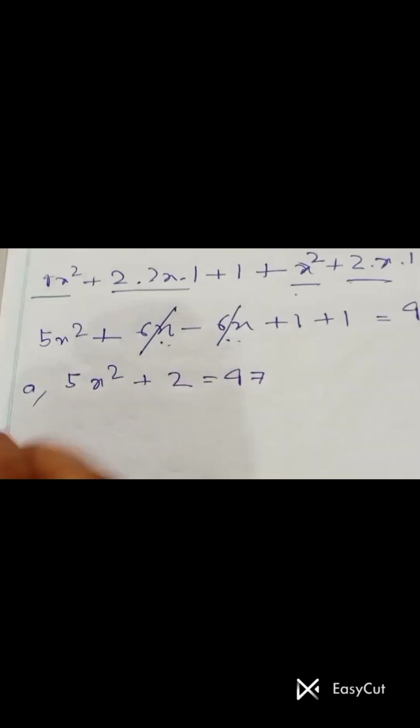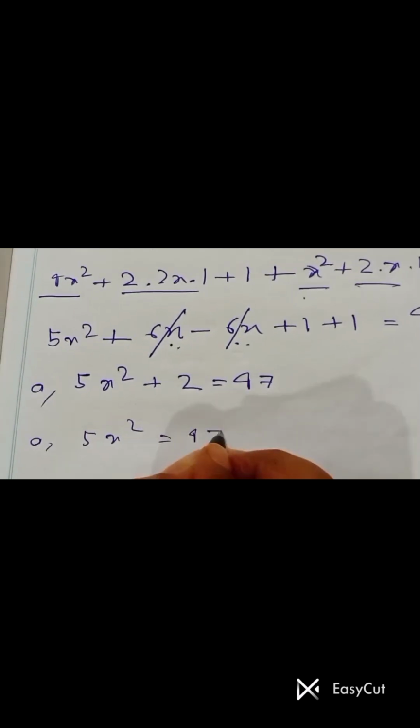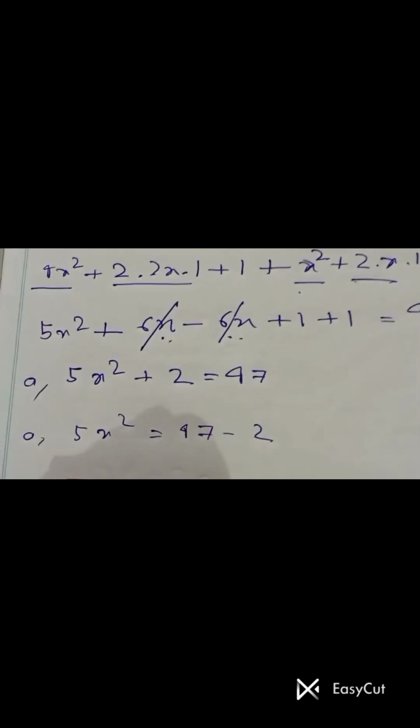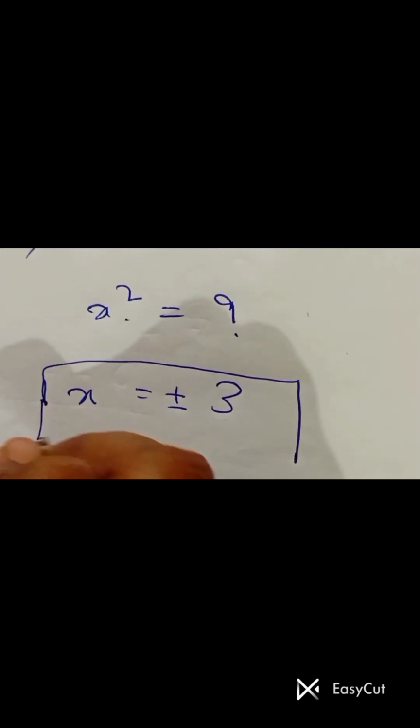So what are the remaining terms? 5x square equals 47 minus 2. So what do we get? 5x square equals 45. Okay, so what is x square? It equals 9, and since x square is 9, x will be plus minus 3. So this is the answer of the above equation, which says the answer is x equals plus minus 3.